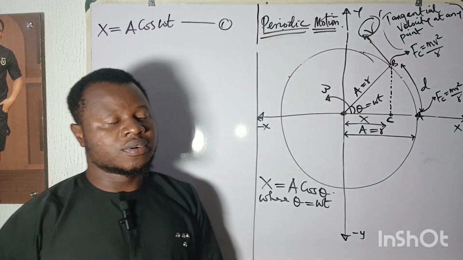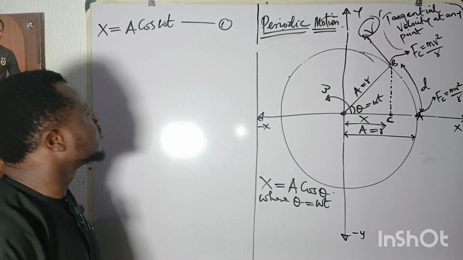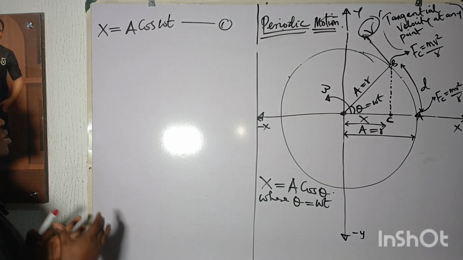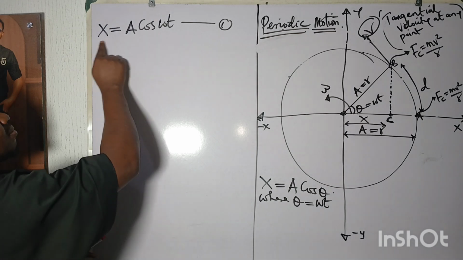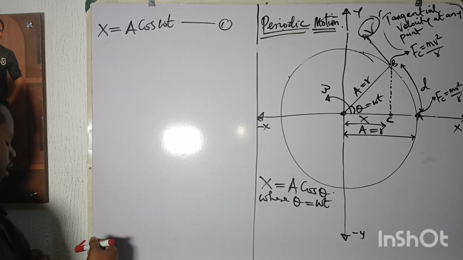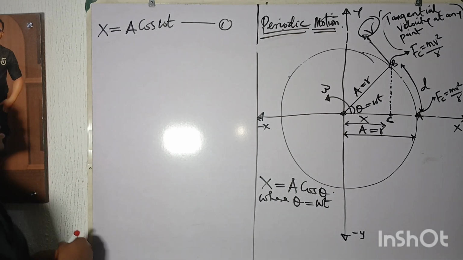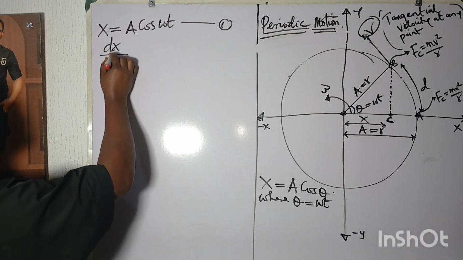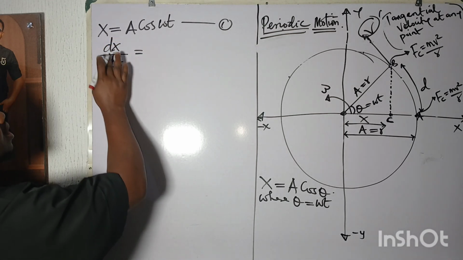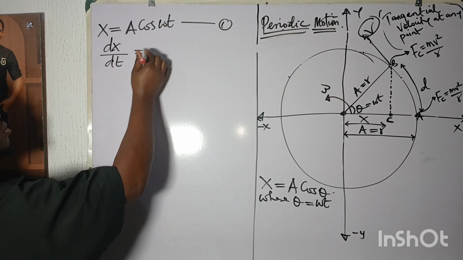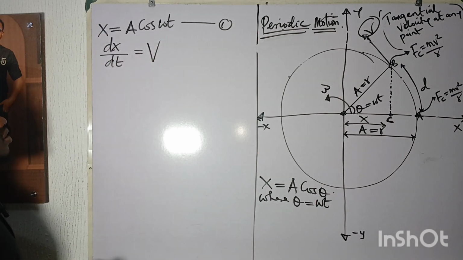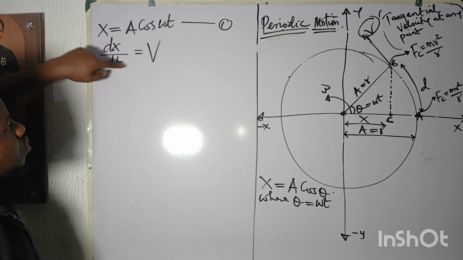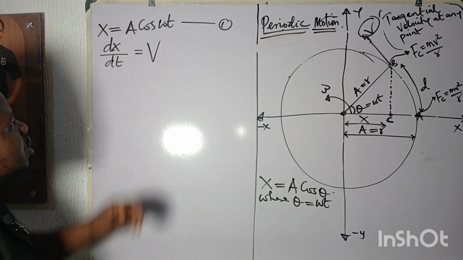That is what we are looking for. Since we are looking for the velocity, how can I get velocity from this equation 1? We are going to differentiate this displacement with respect to time. You are going to see that dx/dt will give us velocity. That is change of displacement with respect to time will give us velocity. So we are going to differentiate this.